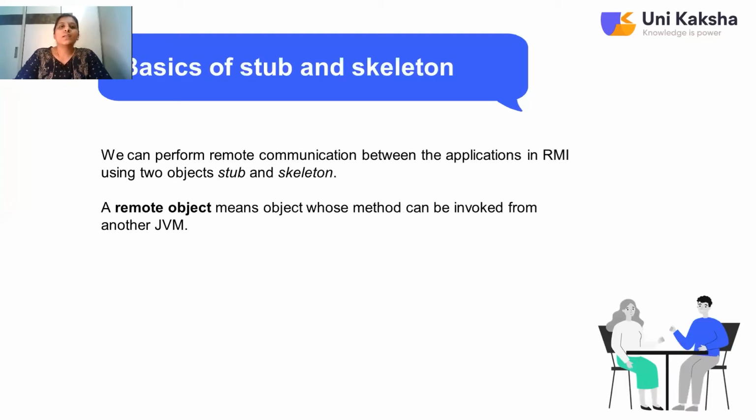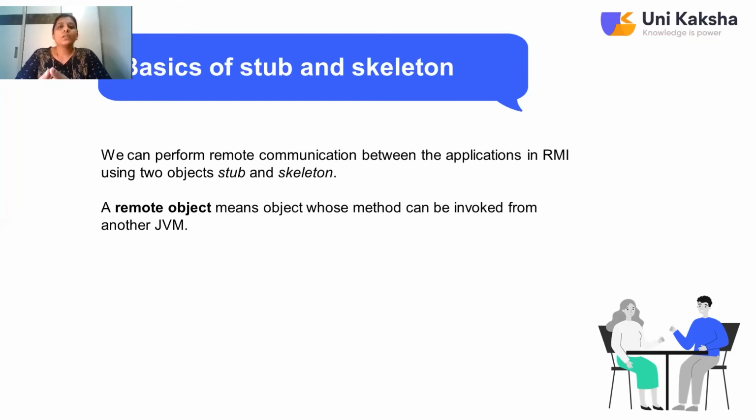Now the next thing, that is what exactly the stub and skeleton are. I just told you that RMI is a mechanism which allows objects from one JVM to communicate with the objects of another JVM. So here we require two kinds of objects to perform such communication. The first object is the stub and the second object is the skeleton. One object we require for communicating at the client side and one object for communicating at the server side.